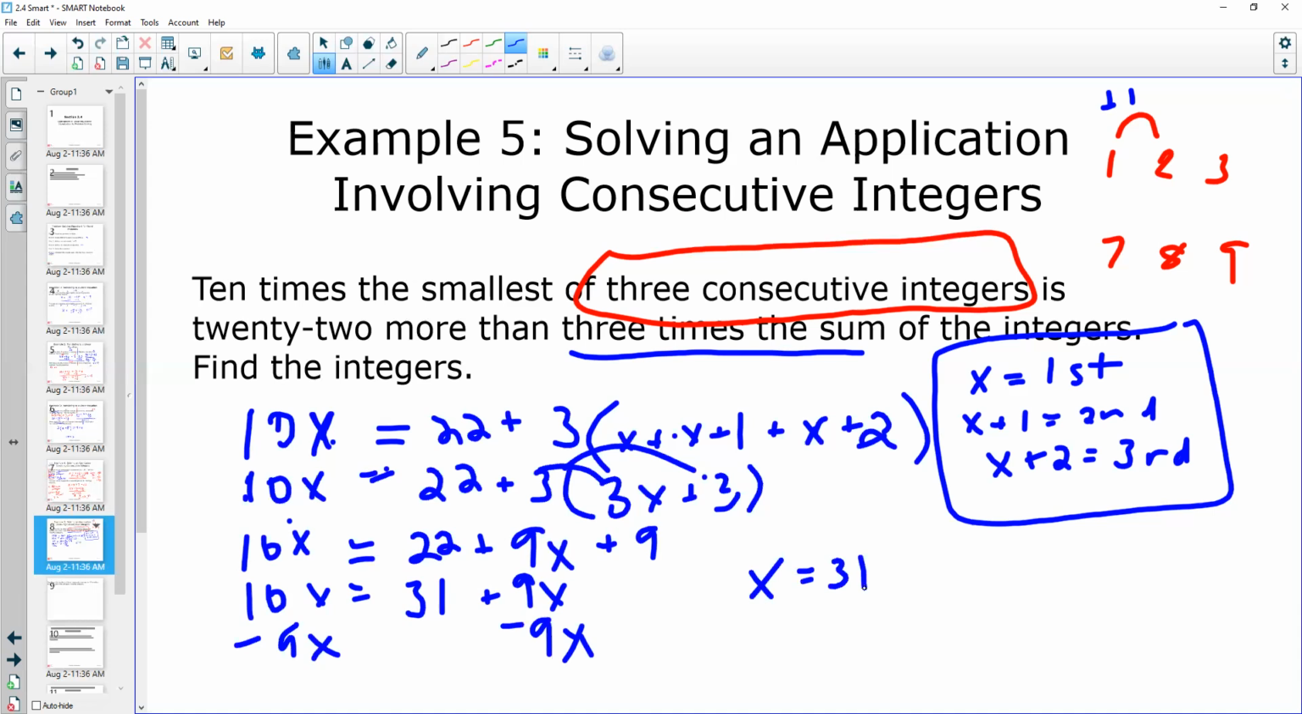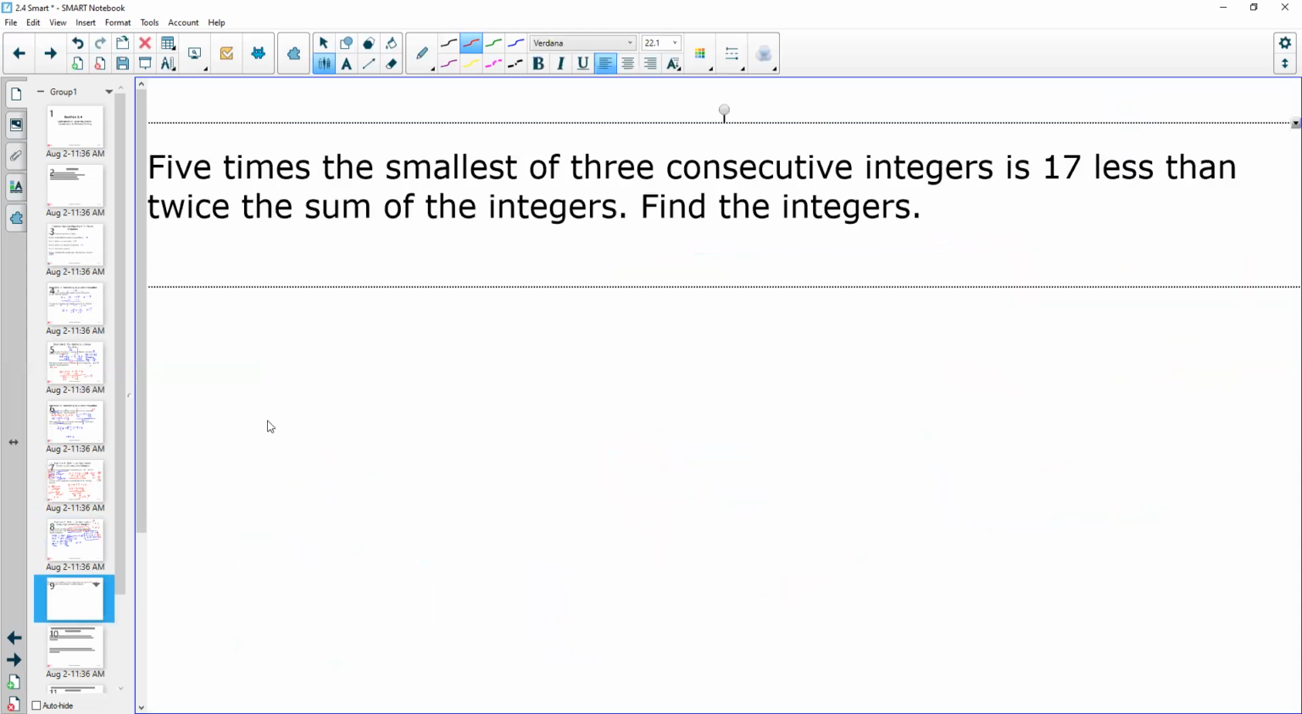Well, that's great. If x is 31, x plus 1 has got to be 32. X plus 2 has got to be 33. And then if you want, you can go put x back into the equation here and see if it works. Right? Try it. All right, let's go to the next one. You try this one. Pause the video a moment, see what happens.